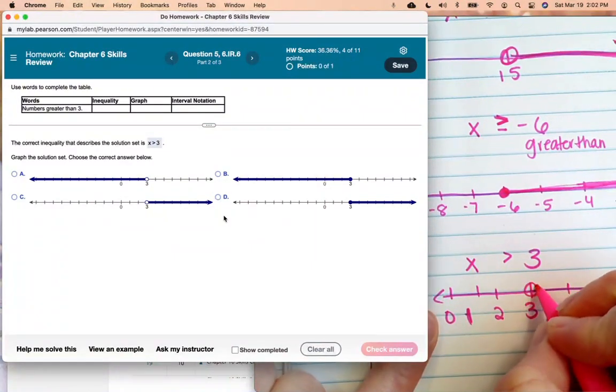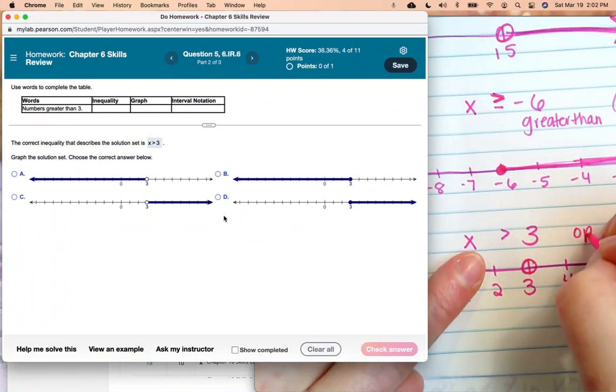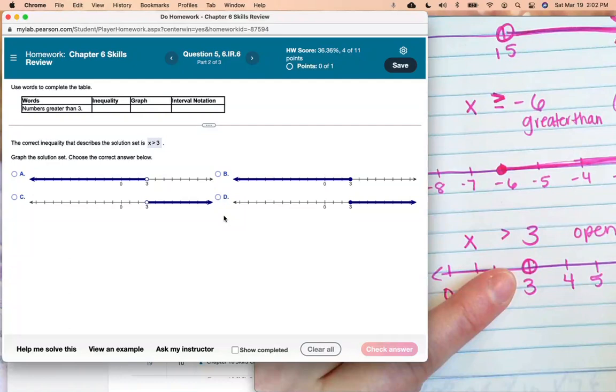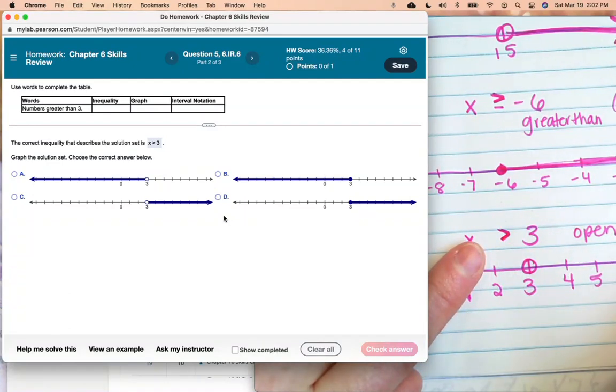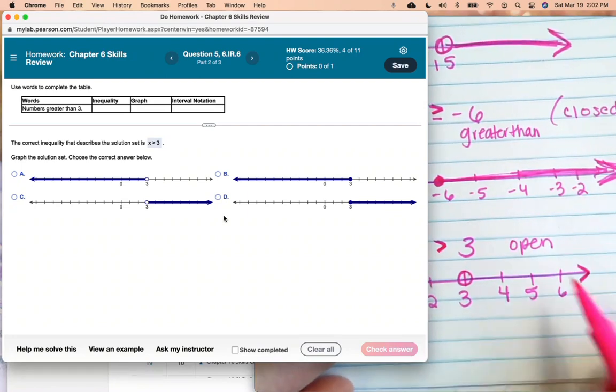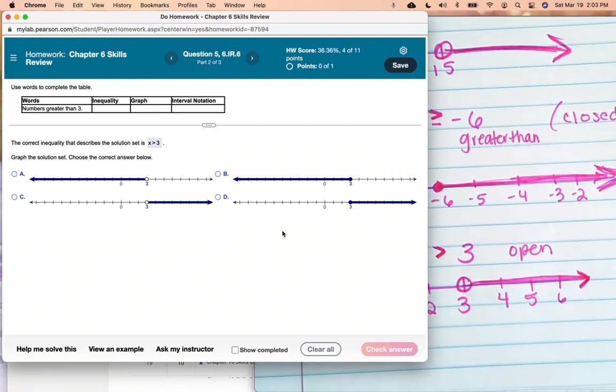So it's an open circle because it's just the greater than symbol. Open circle. And this is greater, so that means it's getting bigger. Also look at your arrows, see how they are the same. So it's going this direction. Greater than, okay.